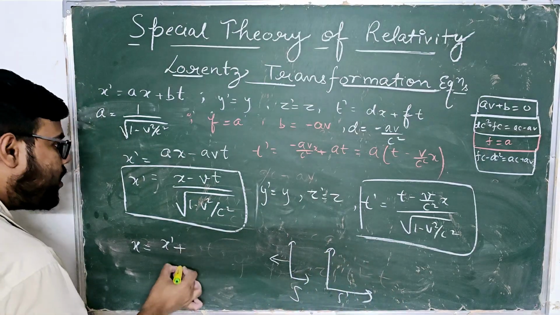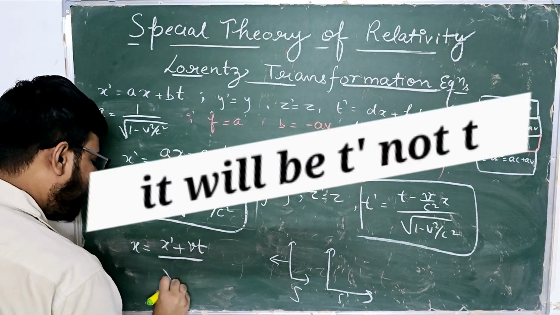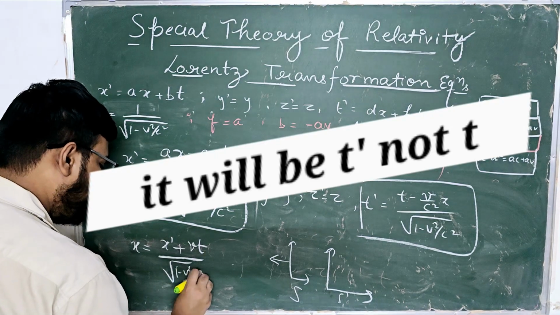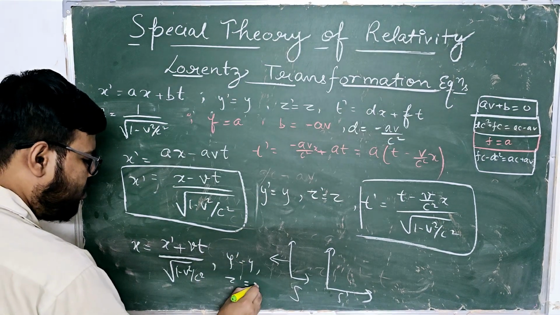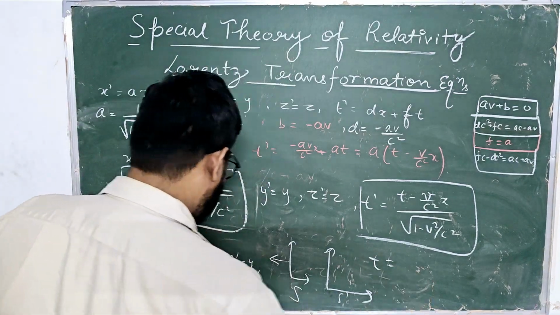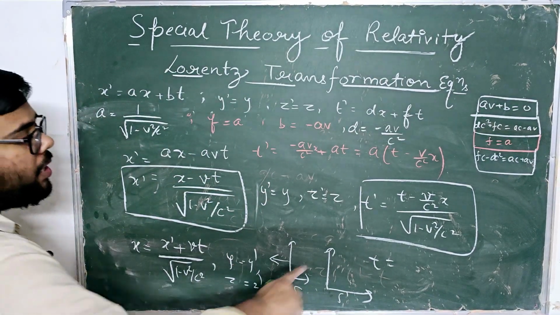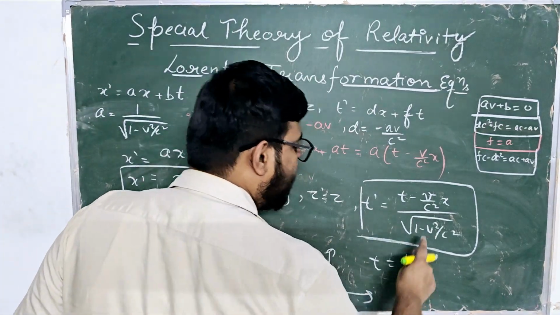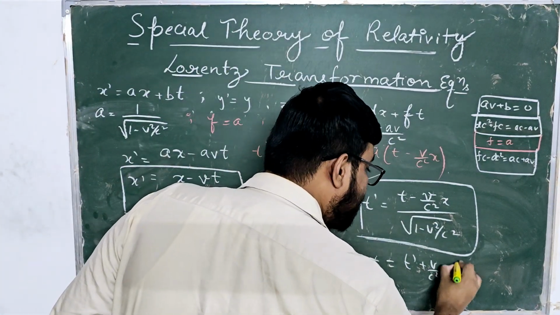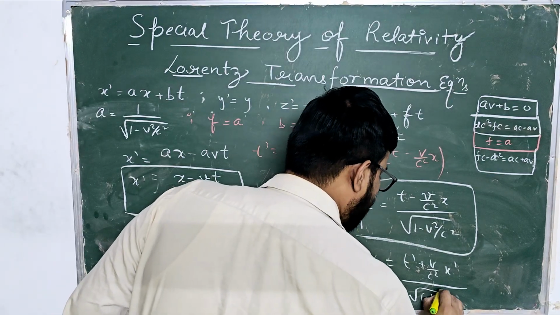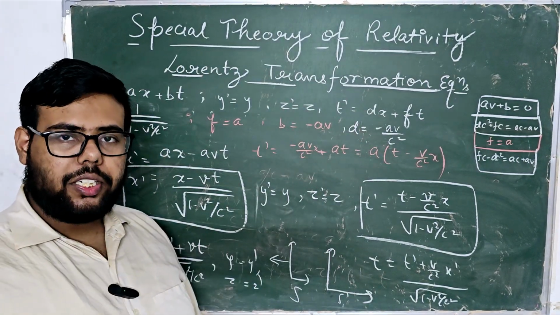So we will have x = (x' + vt') / sqrt(1 - v²/c²), and similarly y = y', z = z', and t = t'... v is again negative, so plus (v/c²)x' over sqrt(1 - v²/c²). So this is the inverse Lorentz transformation equation, right?